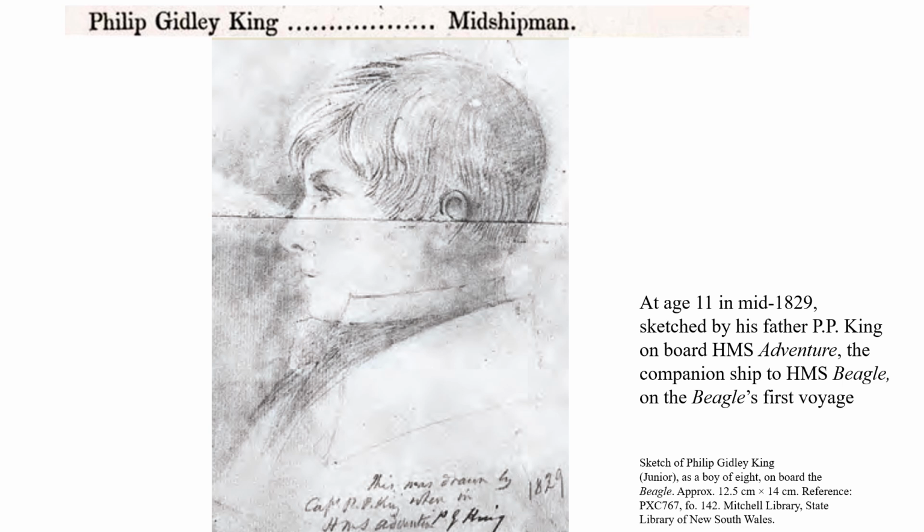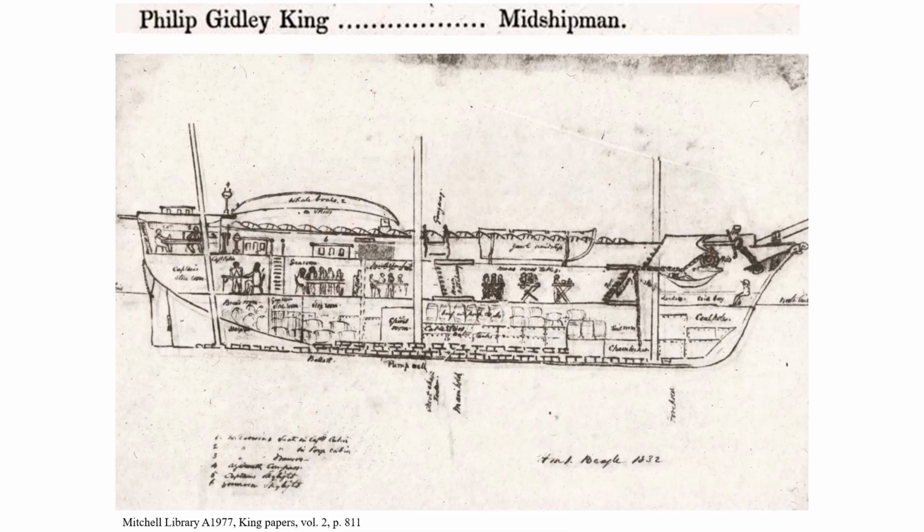Philip Gidley King Jr. later spent 30 years with the Australian Agricultural Company. He became a member of the New South Wales Parliament and president of the Australian Club. As we shall also see, he and Darwin maintained a correspondence for many years. In his 70s, Philip Gidley King Jr. was asked to draw from memory some diagrams of the Beagle.